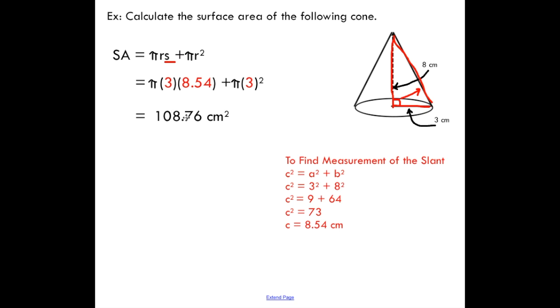Now, if you didn't get this value, odds are you used 3.14 for pi. When I calculated the surface area, I used the pi button on my calculator. Okay, so that's the surface area of my cone.